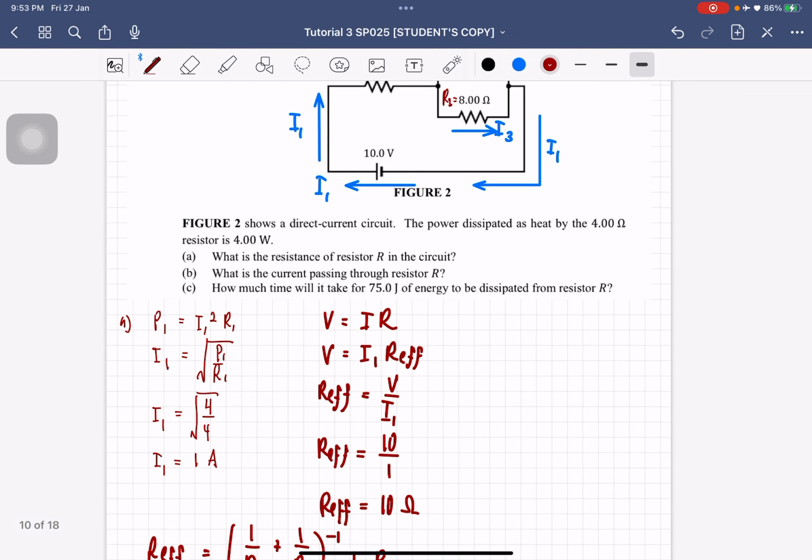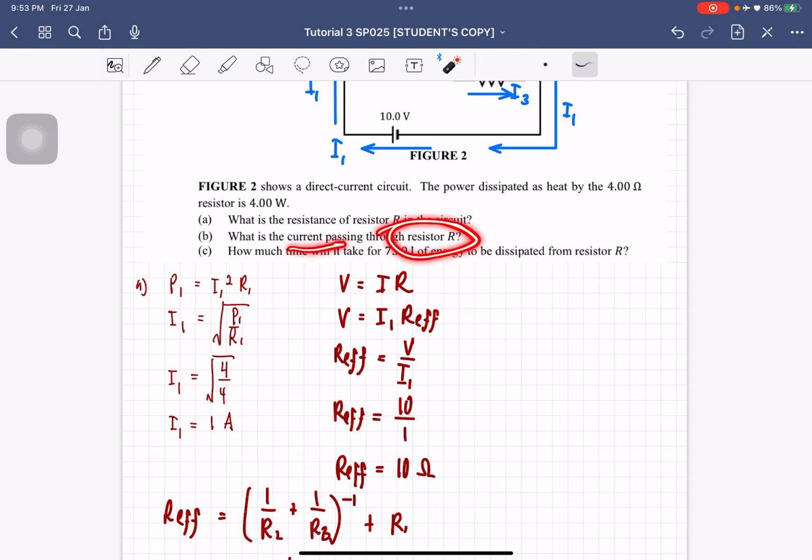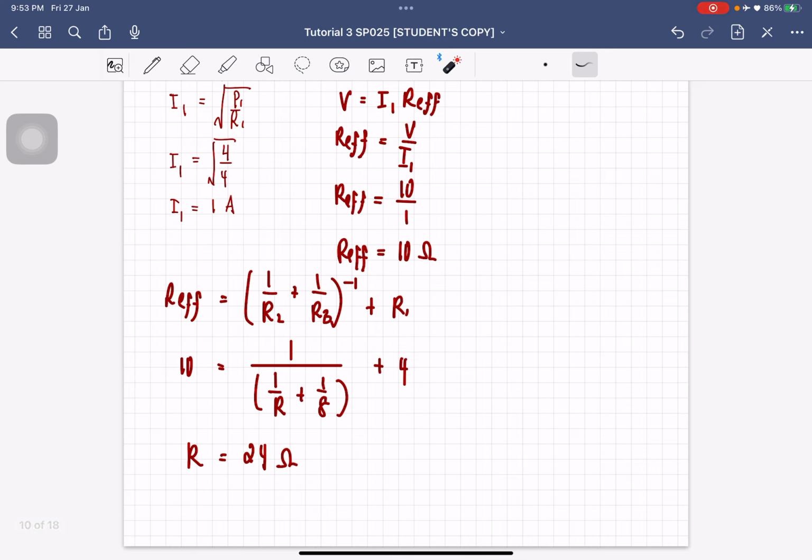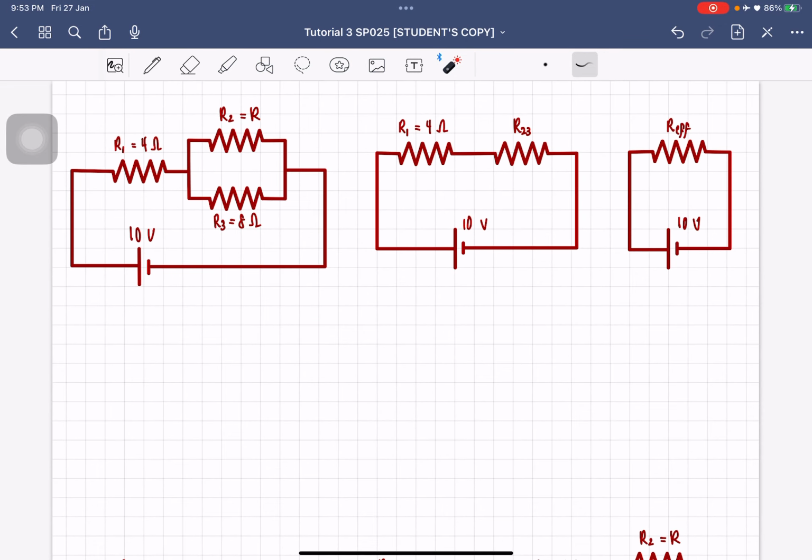Now the question asks us to calculate the current passing through resistor R. Through resistor R, that is basically the current at number 2. I've labeled it as I2. I've drawn it before just to save time. Since we have the value of R already, this is 24 ohm. I forgot, this is R23, and then the effective resistance.